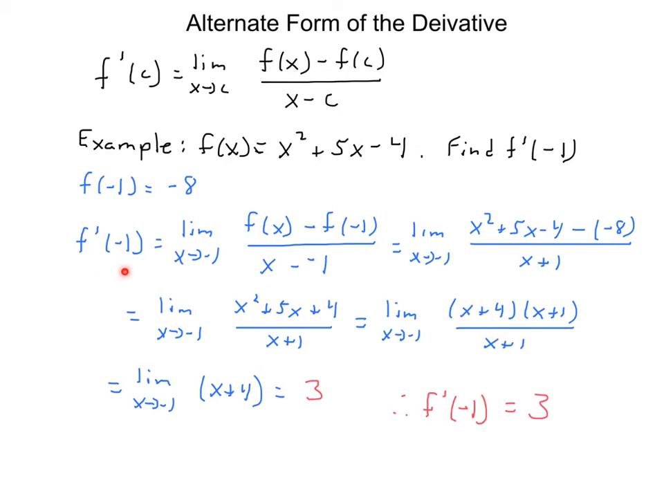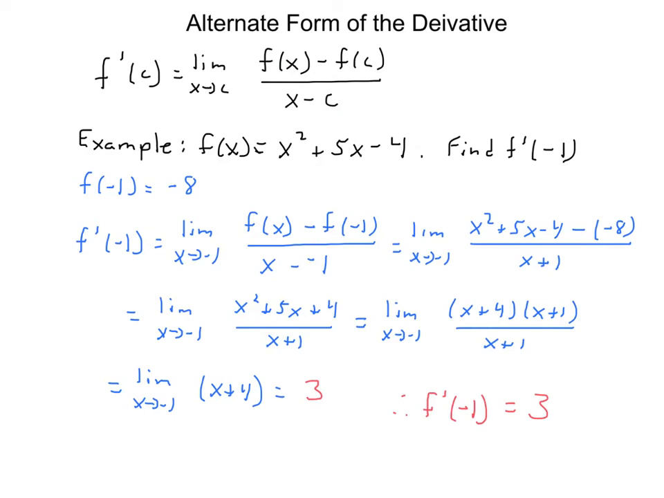So I know f prime of -1 is going to equal the limit as x approaches -1 of f of x minus f of -1 all over x minus -1. Simplifying that, that's the limit as x approaches -1 of x squared plus 5x minus 4 minus the -8 over x plus 1. Simplifying that numerator, that's the limit as x approaches -1 of x squared plus 5x plus 4 over x plus 1. Now here's the cool part.